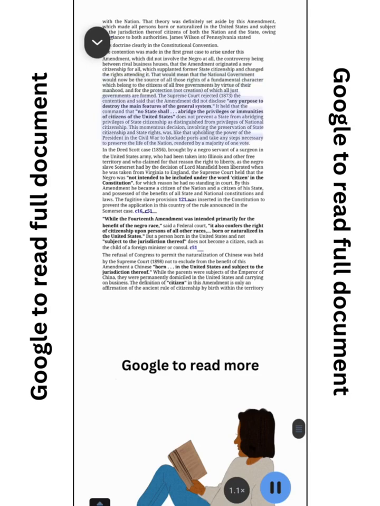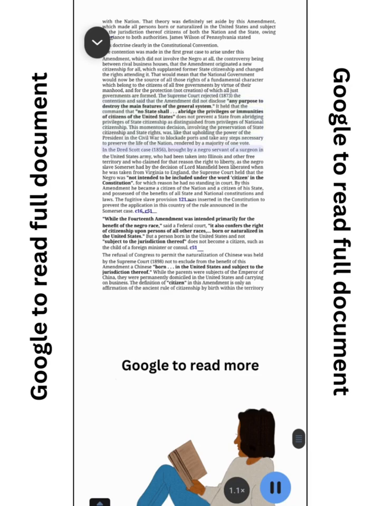The Supreme Court rejected, in 1873, the contention and said that the amendment did not disclose any purpose to destroy the main features of the general system. It held that the command that no state shall abridge the privileges or immunities of citizens of the United States does not prevent a state from abridging privileges of state citizenship as distinguished from privileges of national citizenship. This momentous decision, involving the preservation of state citizenship and state rights, was, like that upholding the power of the President in the Civil War to blockade ports and take any steps necessary to preserve the life of the nation, rendered by a majority of one vote.